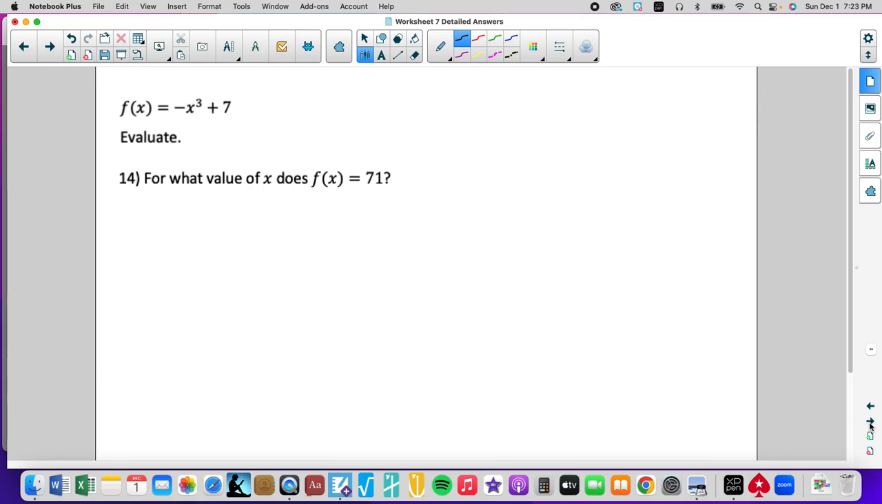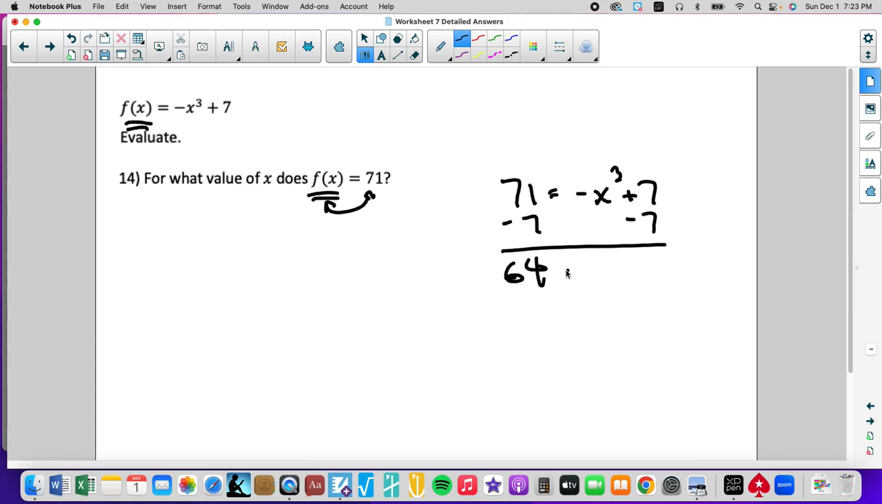All right. Again, this is similar to the last one in that first set of functions. This time we're going to substitute 71 in for f of x. So we're going to say 71 equals the opposite of x cubed plus 7. So we'll subtract 7 first. We get 64 equals the opposite of x to the third. We have to divide by negative 1. Negative 64 equals x cubed.